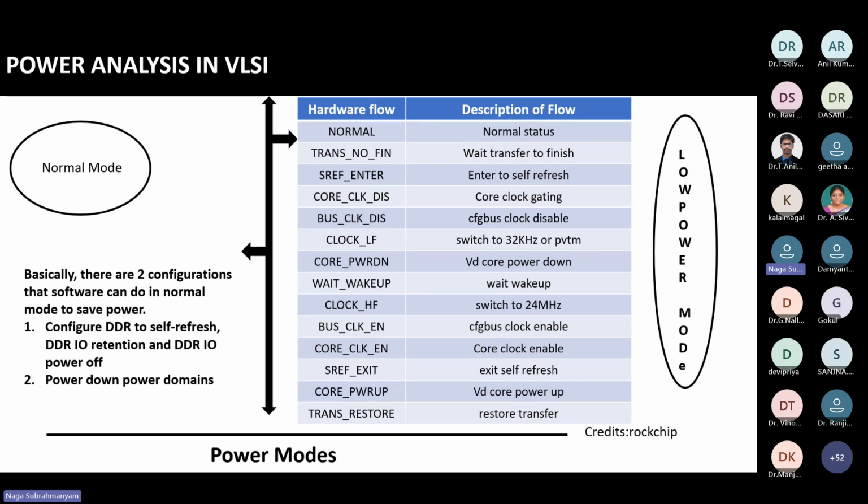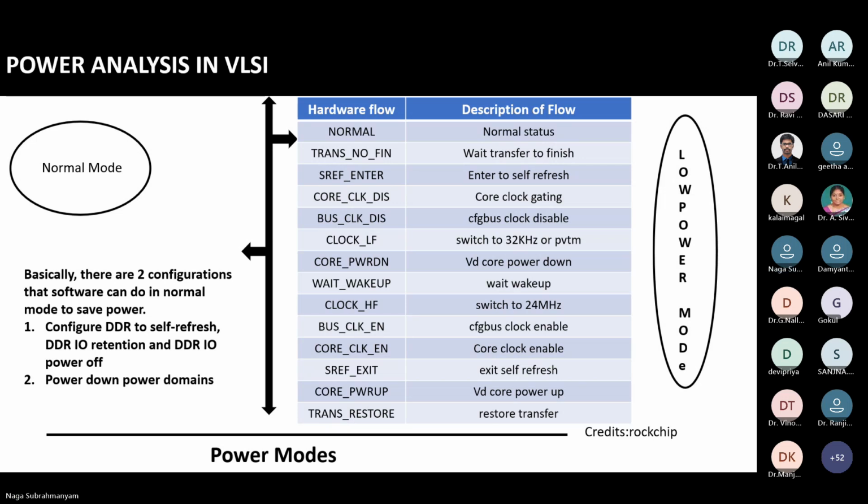I want you to understand these are not one after the other. First normal status, then wait for transfer to finish, enter into self refresh. This is not one after the other. These are the various states in the low power mode.